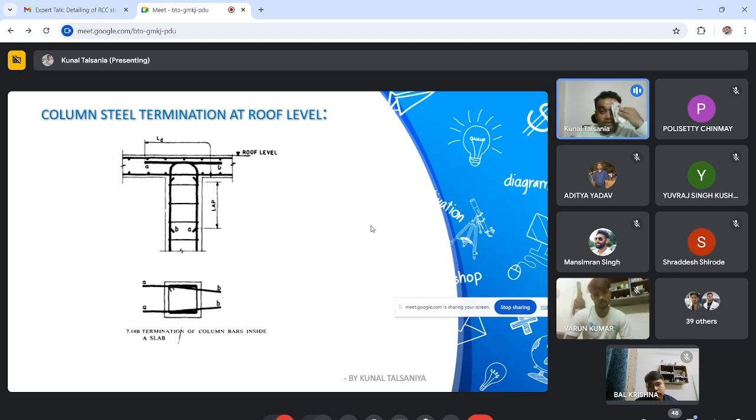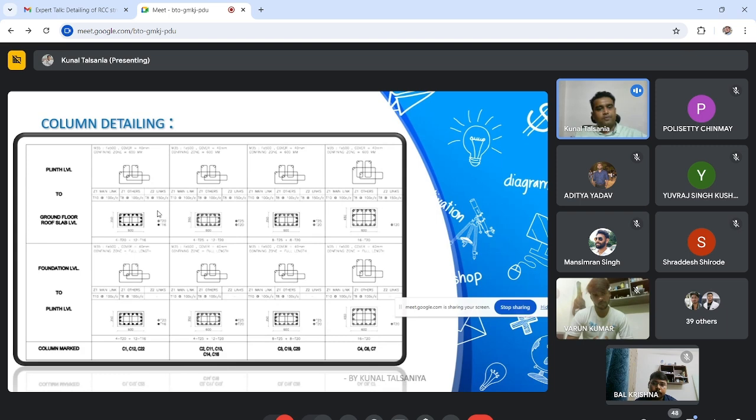This is the column steel termination at roof level. So at roof level, you have to curtail your vertical bar this way. This is the roof slab. So in roof slab, you cannot cut the bar at this face. Minimum from this to this end, your dimension should be LD. Okay. As per ductile detailing, it is LD plus 10 times DB. I have shown this figure as per SP34.